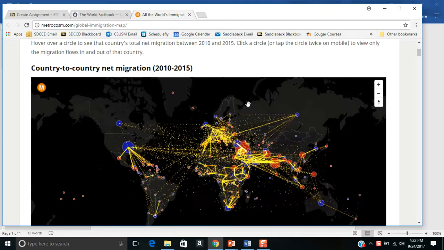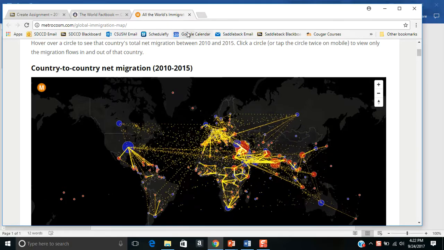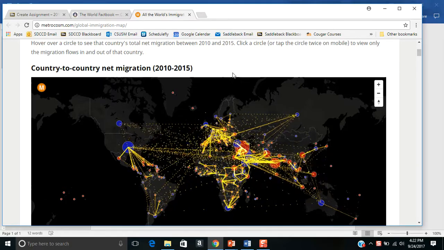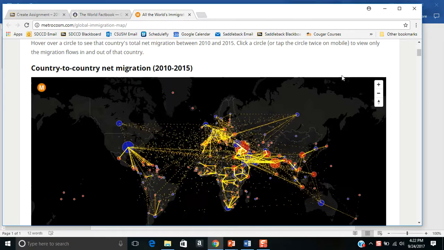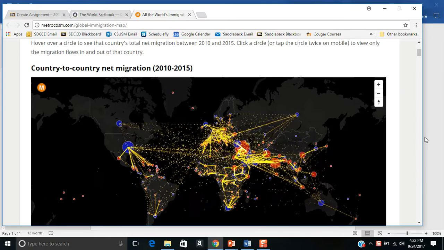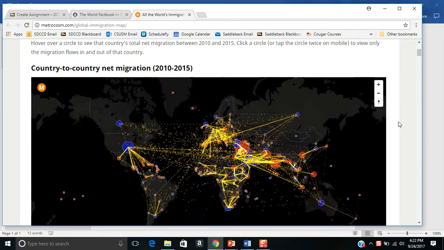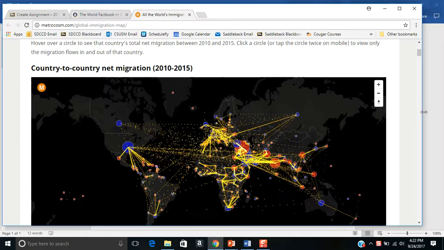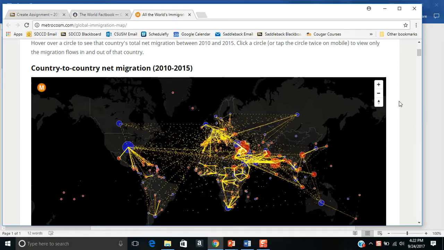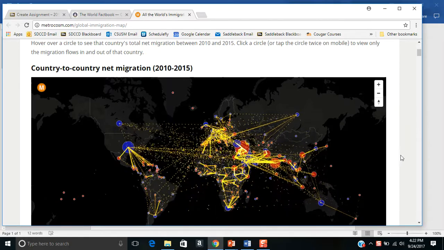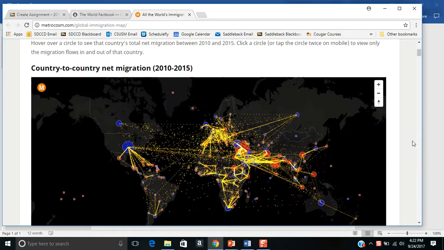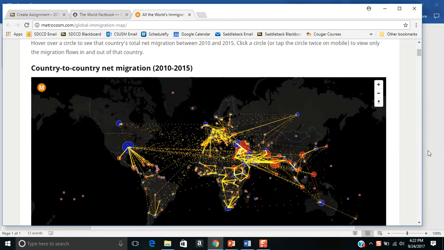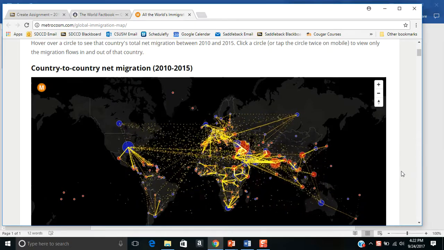So you're going to be visiting a couple of websites. The first website that you're going to visit, which the link is provided, is this country-to-country net migration map, this animated map. And it shows global migration between 2010 and 2015. Right now the map is very, very busy because we're basically looking at everybody's global migration, but I'm going to click on the United States as an example.